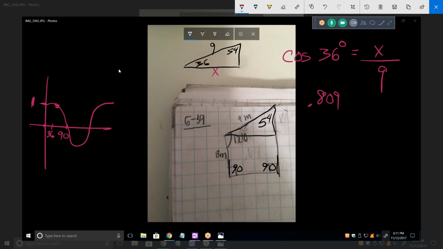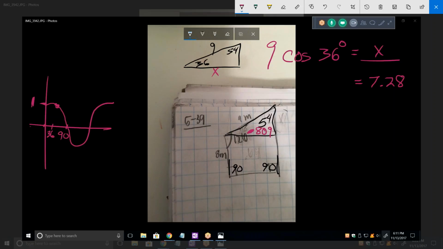So if we label our picture here, sorry to spend so much time trying. You're fine. So that's what that side is, times 9. Multiply that number by 9. You see why I have to multiply it by 9? Yes, because you have the x over 9. Over 9. So if I'm solving for x, x is actually equal to 9 times cosine of 36. So what does that mean? I got 7.28.